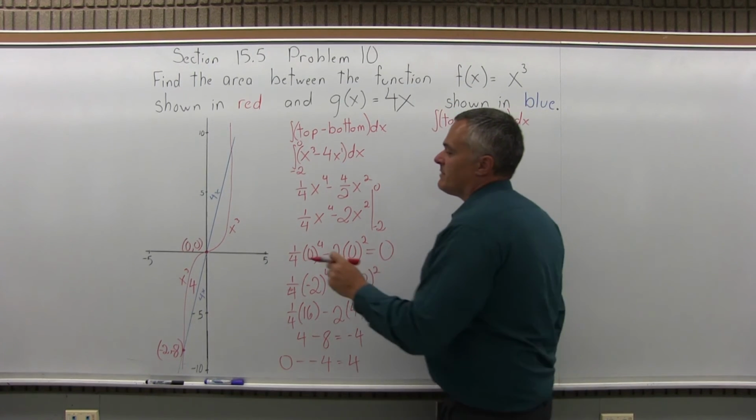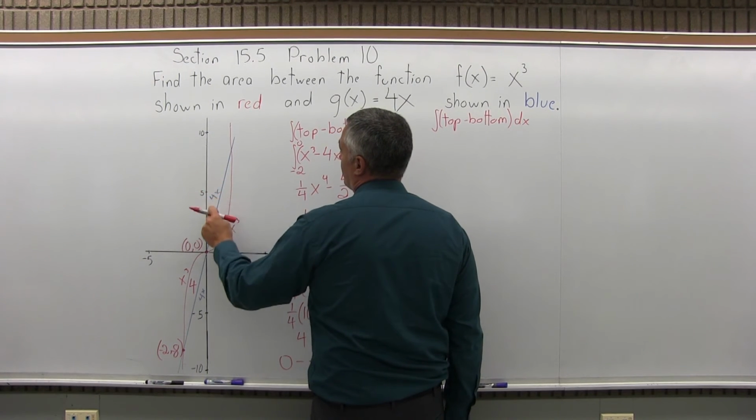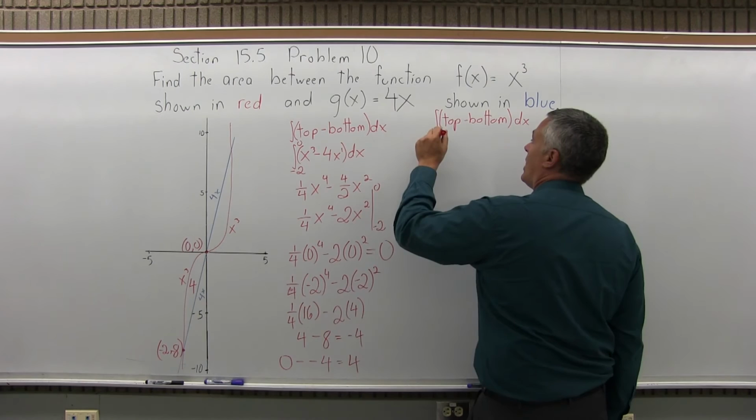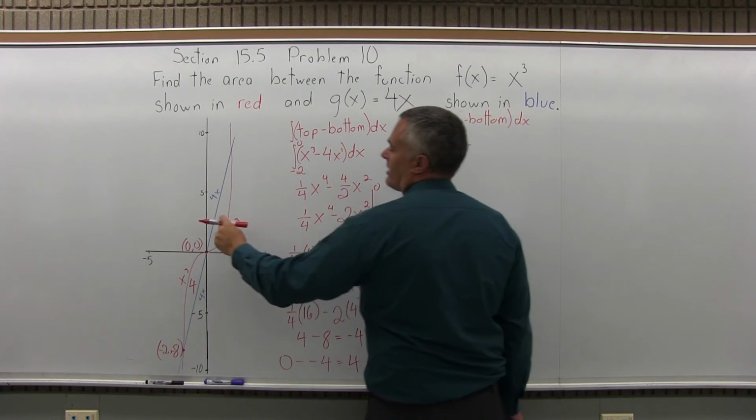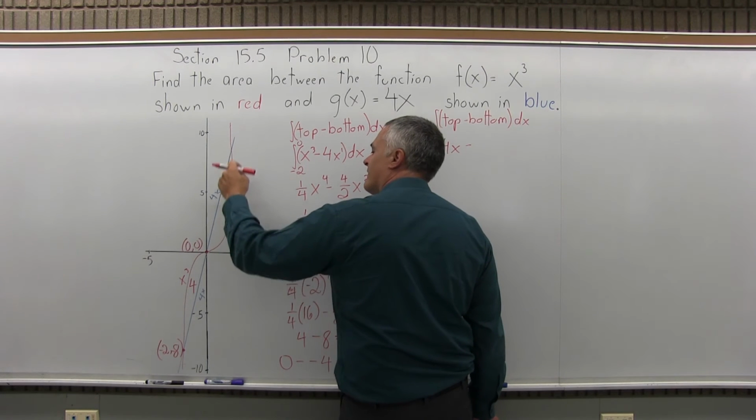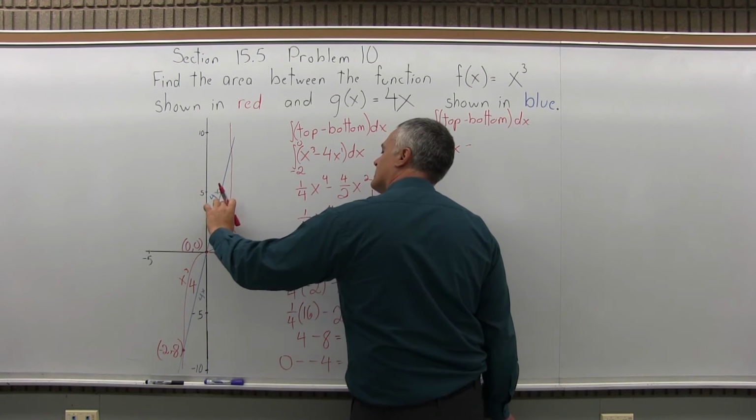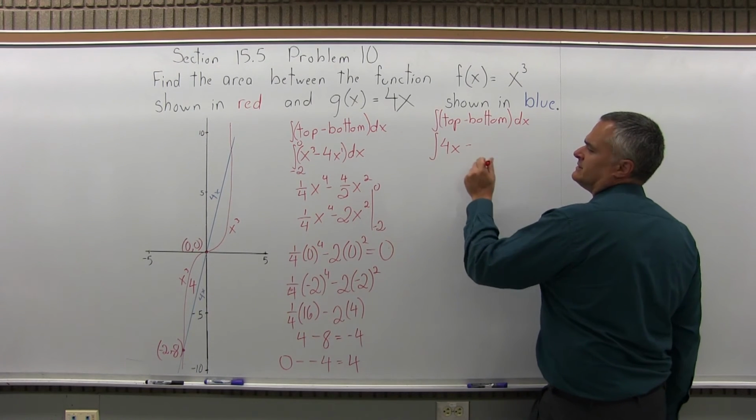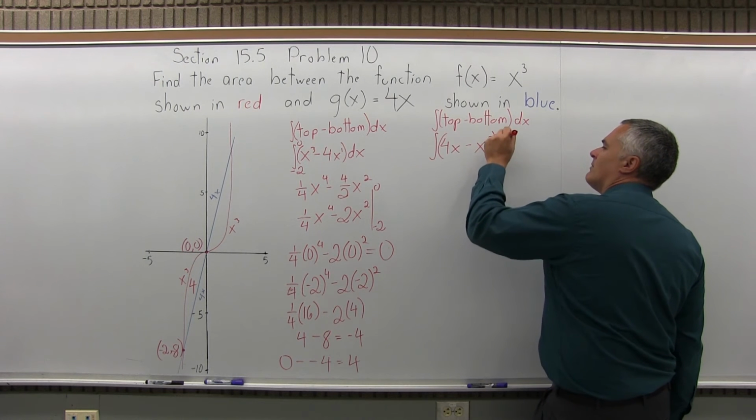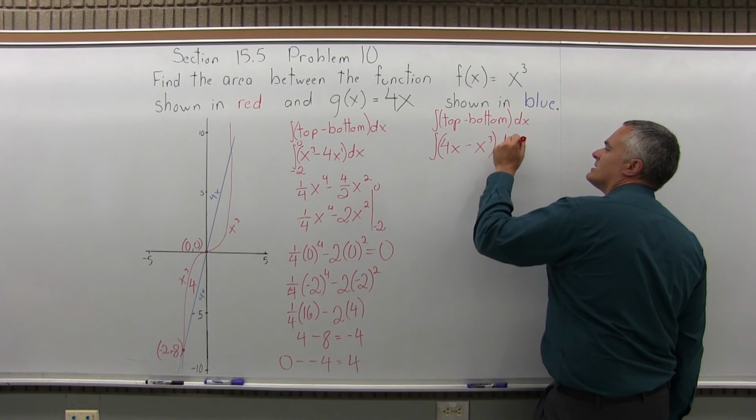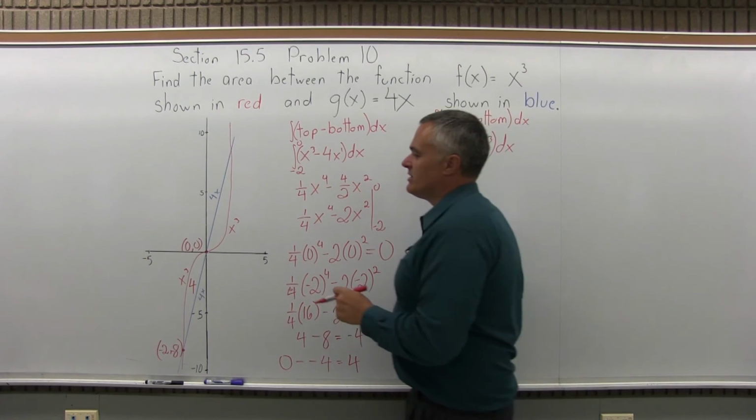Now that upper right piece here, the top graph now is a straight line. That blue 4x is now the top minus the bottom. In this half of the graph, that curved red graph, the x cubed, is the lower part. It's not as high up on the graph. I'll put the 4x minus x cubed in parentheses, put a dx in the end. I need to figure out my limits of integration.